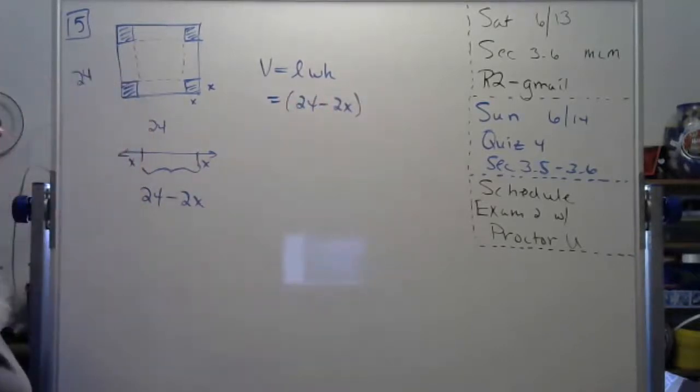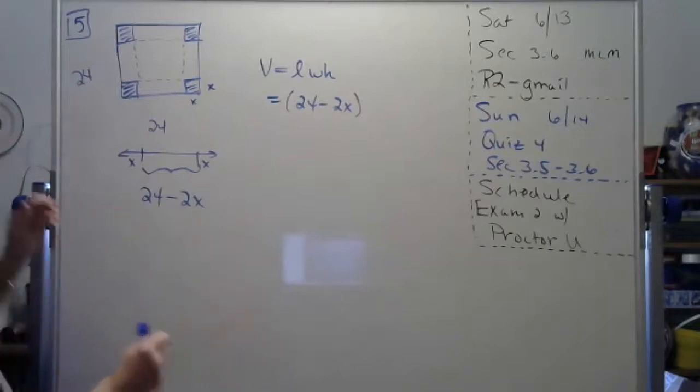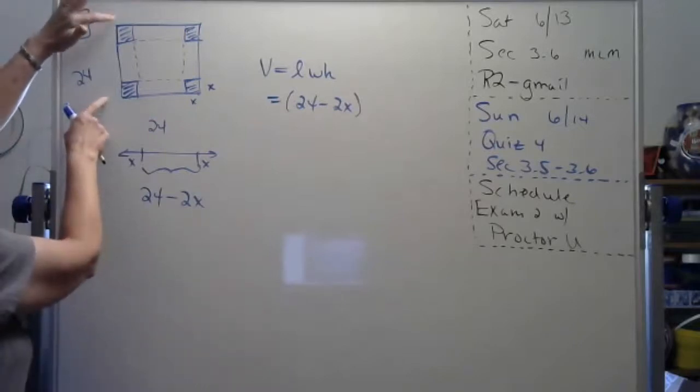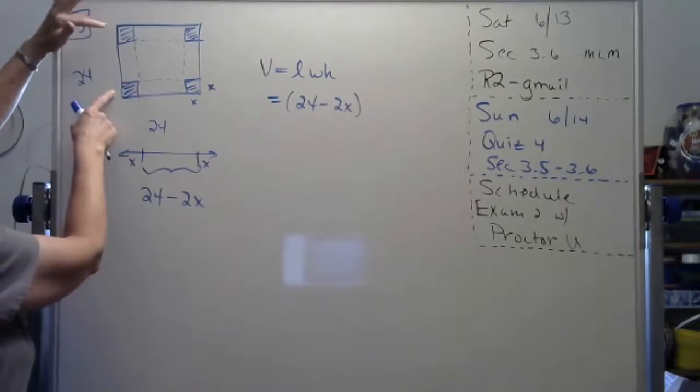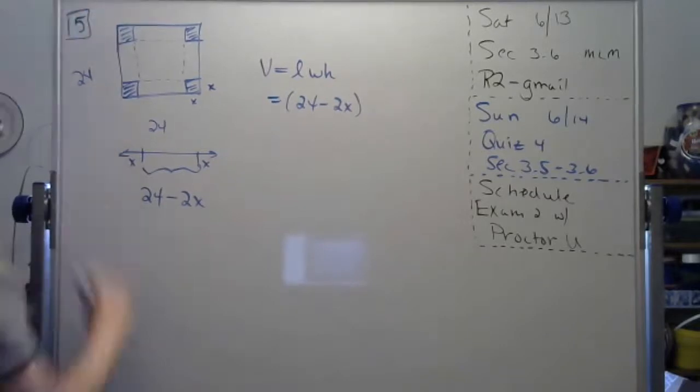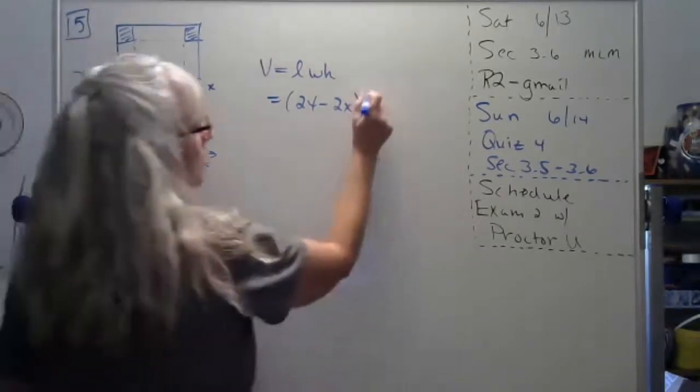Now, the width of the box, because it's a square piece of cardboard, is going to be the same thing. So it's the 24 that's sitting on this side. We're going to subtract off X. We're going to subtract off X. And the width comes out to be the same thing.